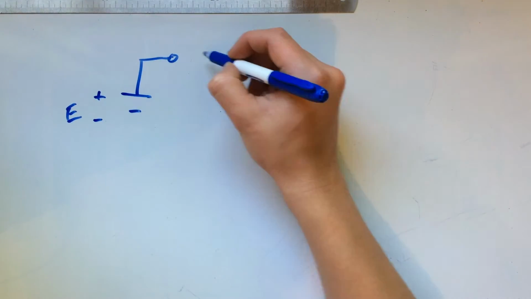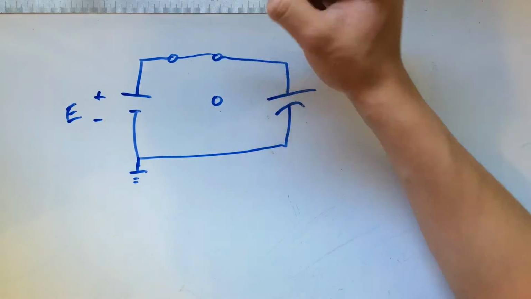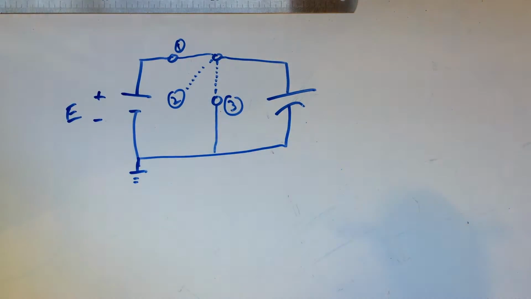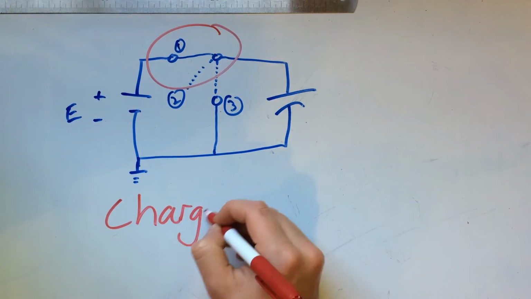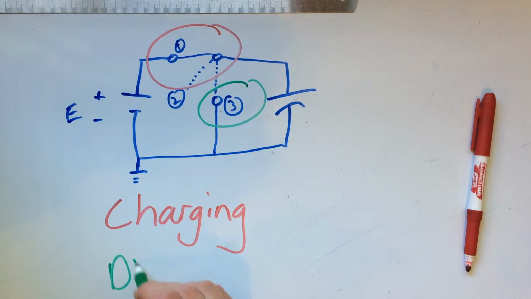Now let's look at another circuit with an extra branch and a switch. When the switch is in position 1, the capacitor is charging. And when the switch is in position 3, the capacitor is discharging. When it is in position 2, it is simply holding the charge it stored.